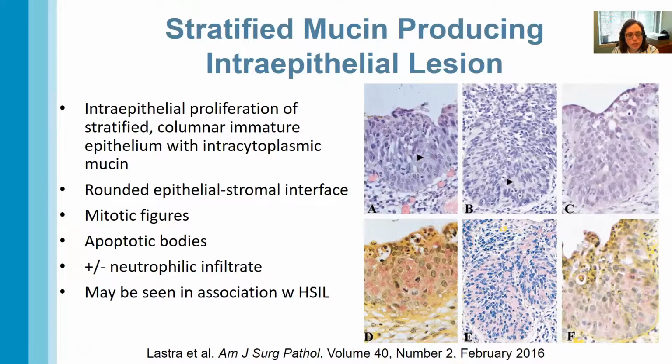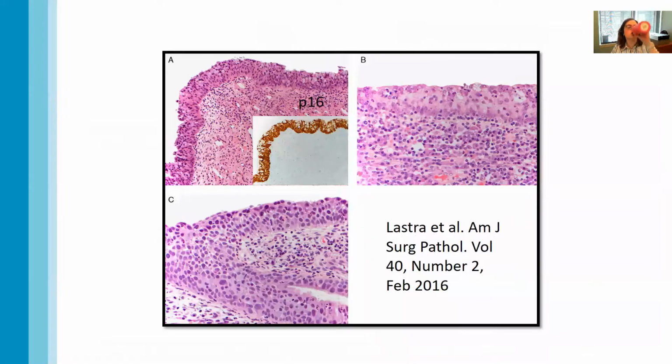Now, intraepithelial lesions in the gynecologic tract are characterized by an intraepithelial proliferation of columnar immature epithelium with intracytoplasmic mucin, which can be highlighted by a mucin stain. They tend to have a rounded stromal interface configuration as well, characterized, as in our case, by frequent mitotic figures and apoptotic bodies, with or without abundant neutrophils, and maybe seeing an association with high-grade squamous intraepithelial lesions. As expected, these lesions are strongly immunoreactive with P16.